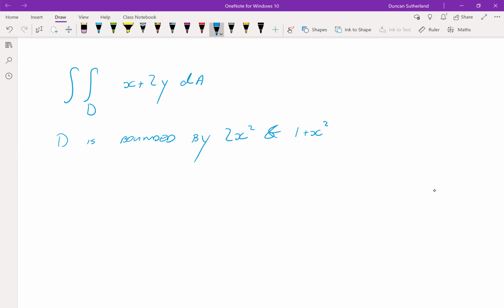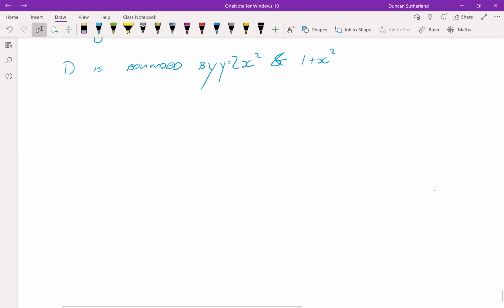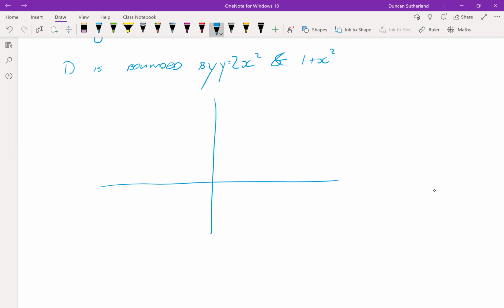So we're told that D is bounded by, that is, D is the region in between these two curves, and they're two curves that are parabolas. So y equals 2x squared and y equals 1 plus x squared. So let's firstly sketch these two parabolae. This one, 2x squared, is a fast-growing parabola with origin 0. So it starts at the origin and grows faster than this parabola, which doesn't have a 2 there, so it's steep.